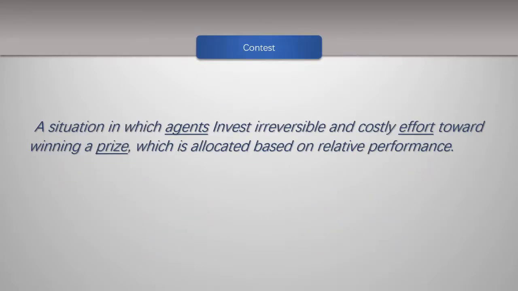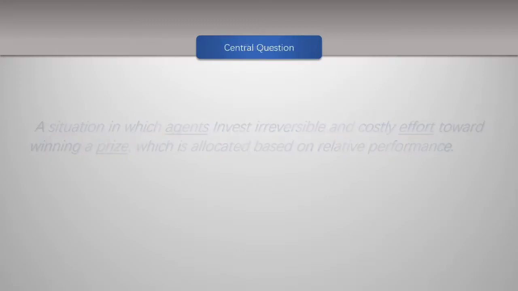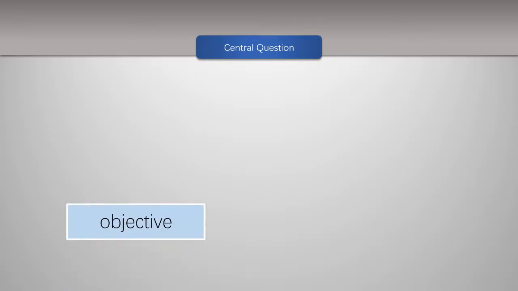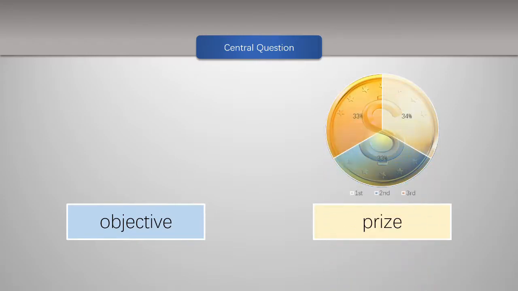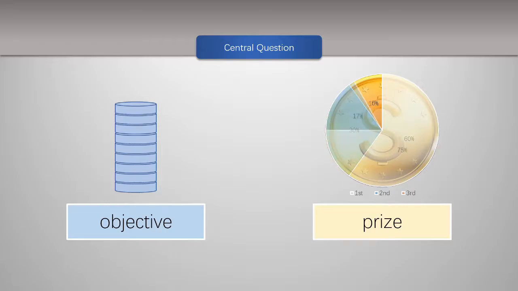Here we have the formal definition of contest given by some scientists. And contest theory is a set of theories developed to achieve a better understanding and informed design of contest. A central question in contest theory is how to maximize a desired objective by allocating the prize in a proper way. Usually, the objective is the utility of production. We will discuss this later with different models.